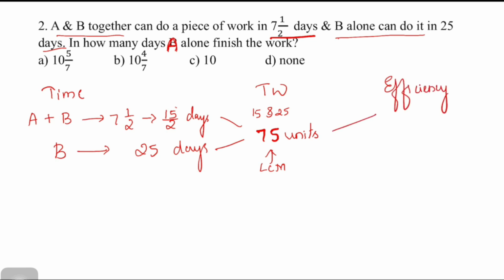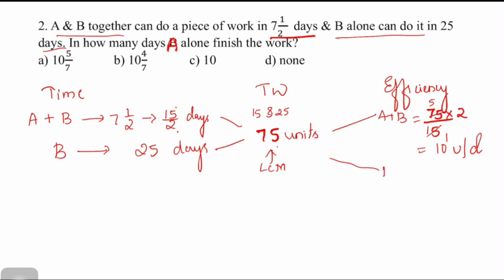So efficiency of A and B. If A and B together can do the work in 15 days, that is 75 units, they can do it in 15 by 2 days. Then in one day how much work will they do? That is 75 divided by 15 by 2. The 2 will go on top, it becomes multiplication. So 15 ones are 15, 5s are 75. It is 5 into 2, 10 units per day. So A and B, when working together, will complete 10 units per day.